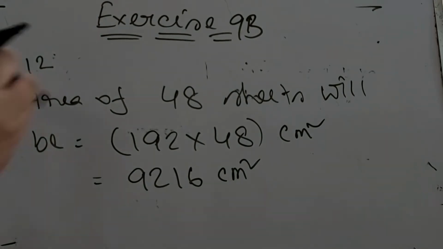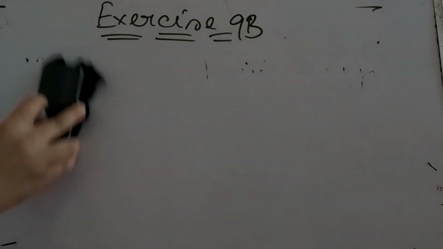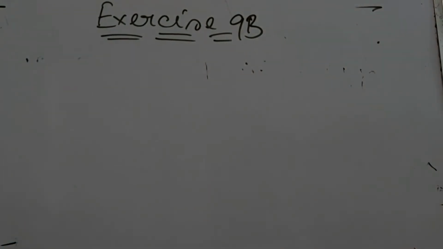Now number 13. Number 13 says a kitchen is tiled with tiles measuring 12 centimeter by 10 centimeter. So what is the measurement of one tile? That is 12 centimeter by 10 centimeter. If 500 tiles are used, find the area of the kitchen in square meter. So first we have to find out the area of one tile. Then we'll multiply that result by 500. That will give you the answer.